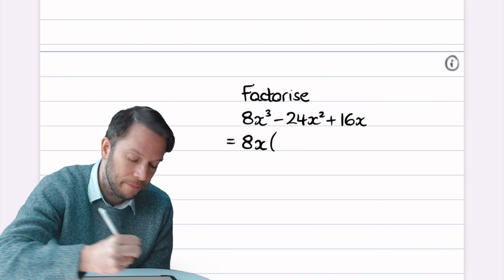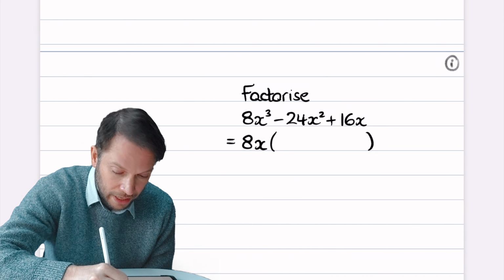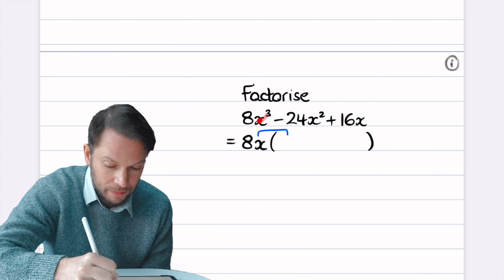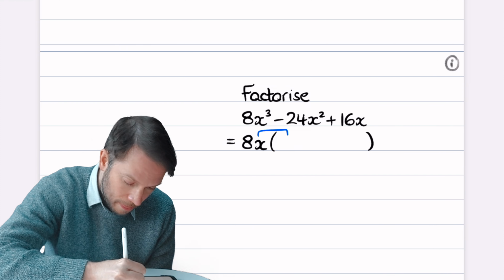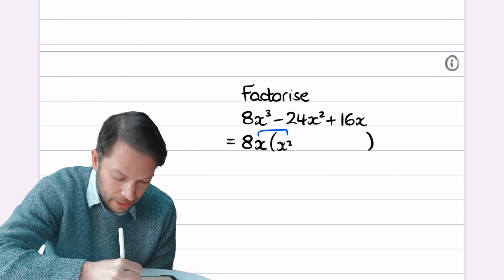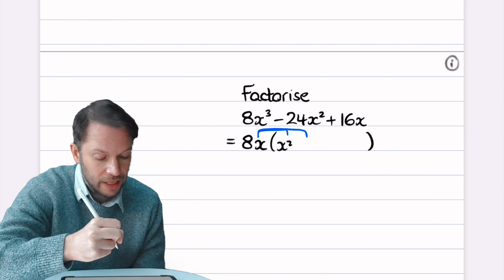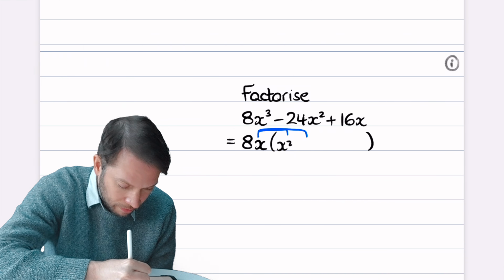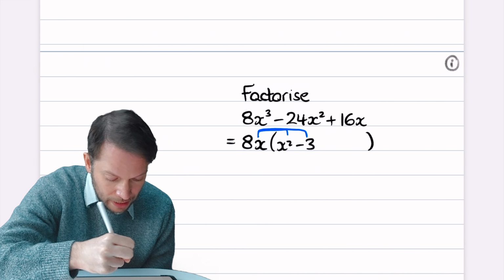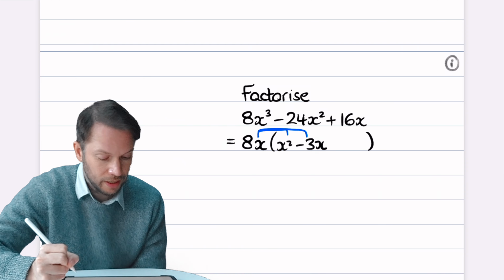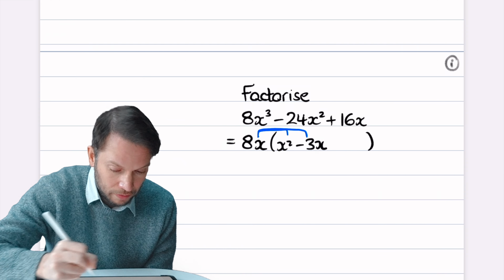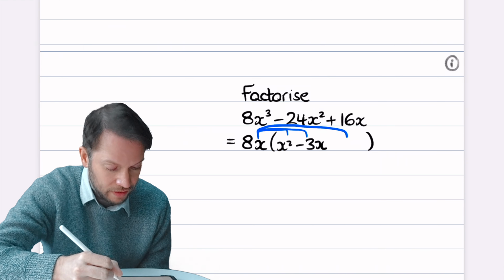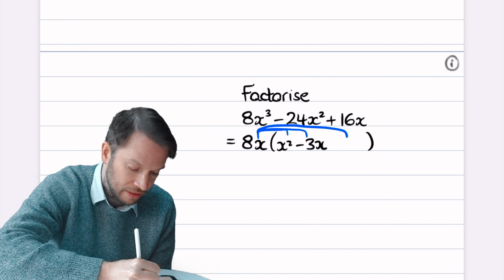Let's open a bracket. And then we say, okay, 8x multiplied by what is this 8x cubed here? Well, it's x squared. And then we say 8x multiplied by what is the minus 24x squared? Well, 8 times negative 3 is negative 24, and the x times x will give you the x squared in expansion. And then finally, we've got 8x multiplied by what is the 16x? Well, it's just times plus 2.